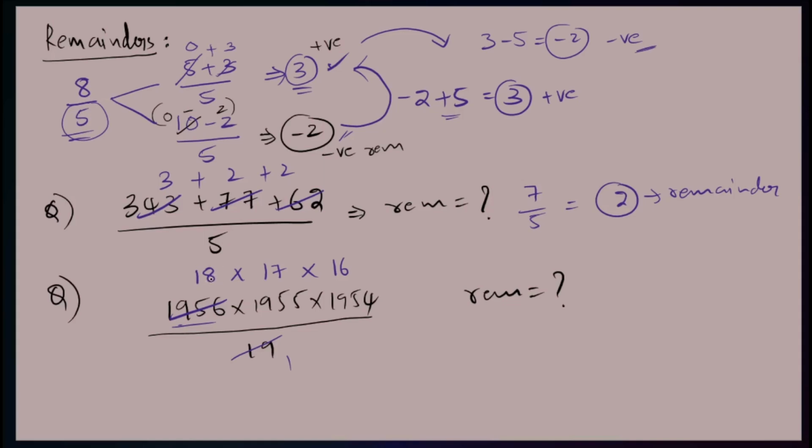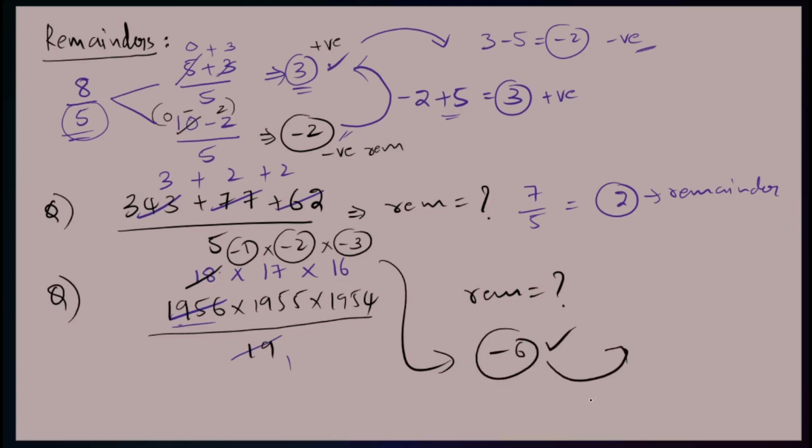So let me convert this 18 by 19 to a negative remainder. 18 divided by 19, the positive remainder is 18. Negative is 18 minus 19, which is minus 1. Then this is minus 2, 17 by 19, and this is minus 3. Now it is easy to multiply. If you multiply this, you get minus 6. So minus 6 is your remainder. But your remainders should always be converted to positive. So minus 6 plus 19 is 13. 13 is your final remainder. Am I clear? I hope so. Let's move on to the next part.